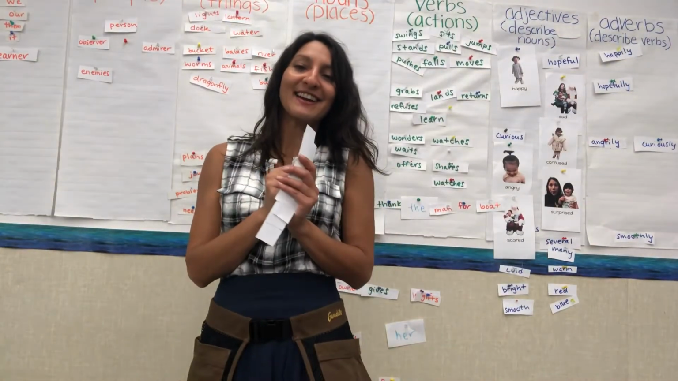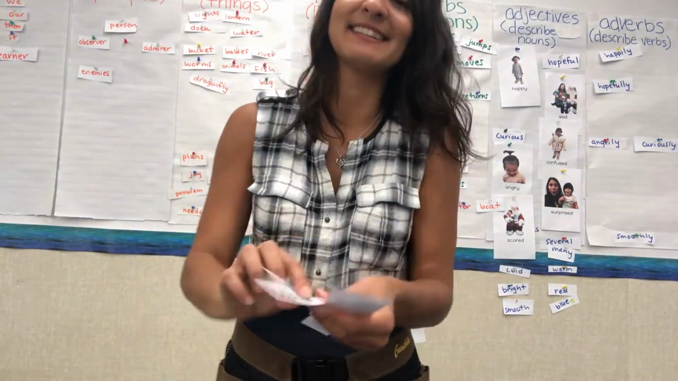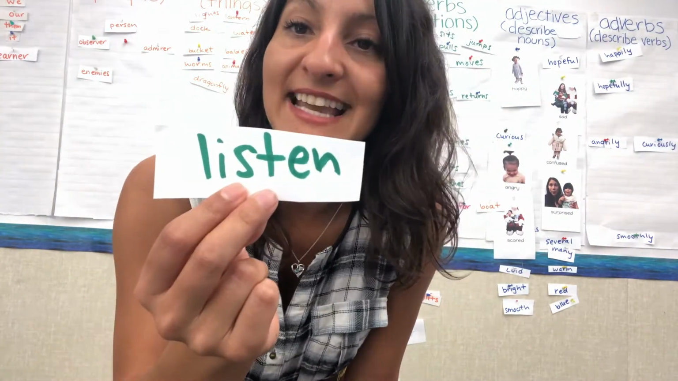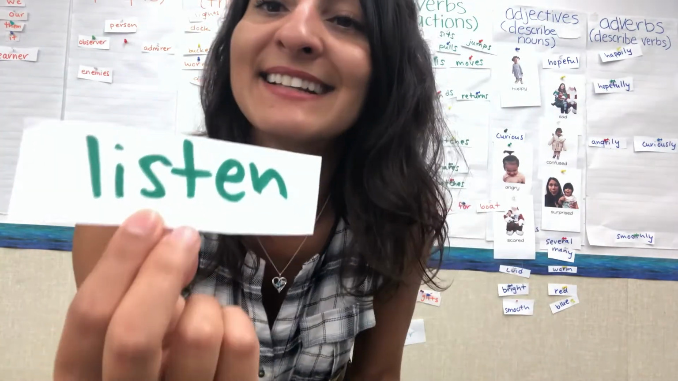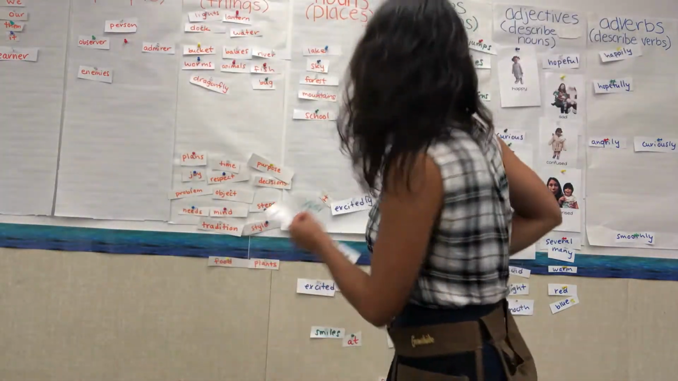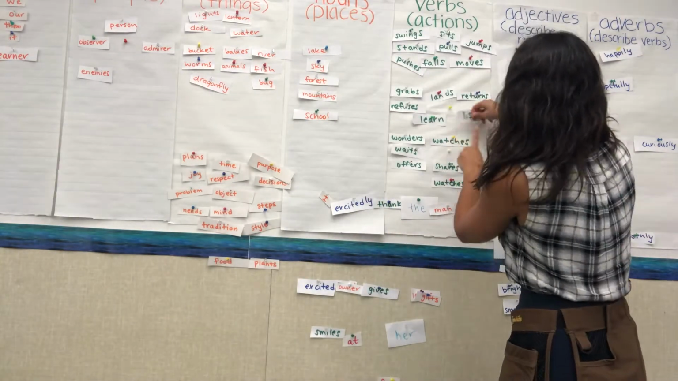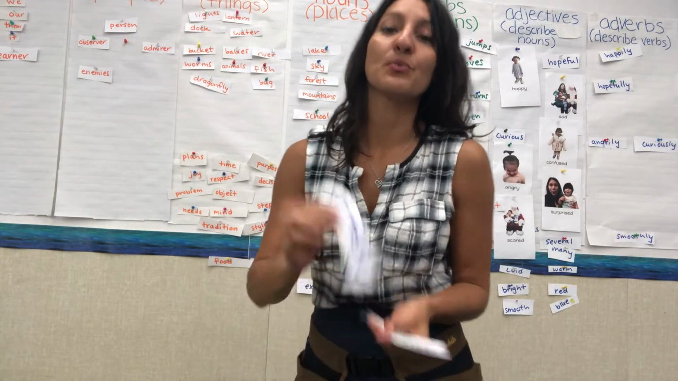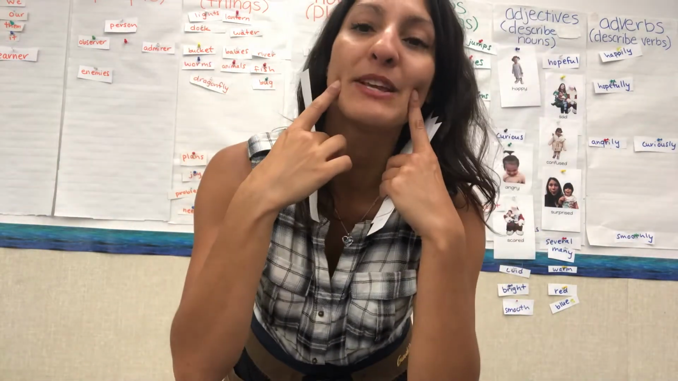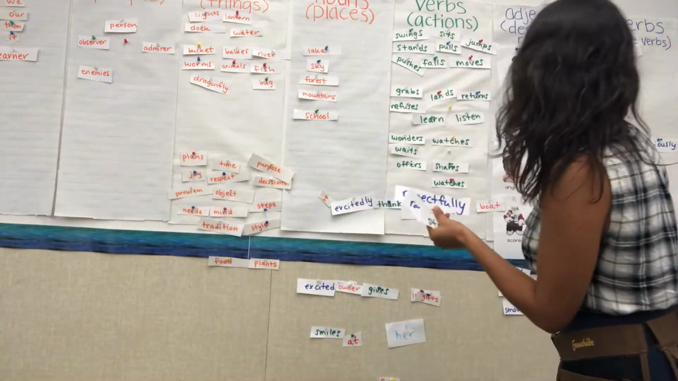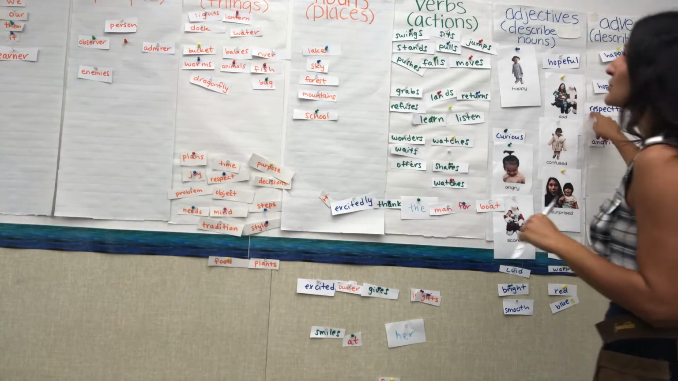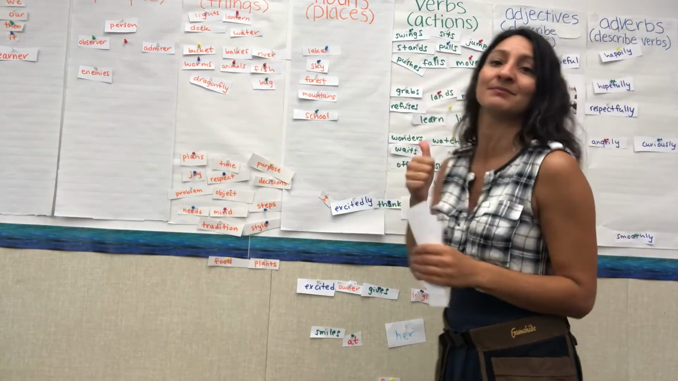Let's try it together. Say these words with me. Say it with me. Listen. Listen is a verb. You need to listen to your teacher. You need to respectfully listen. Say it with me. Respectfully. Respectfully is an adverb. Respectfully can describe the way you do the action.